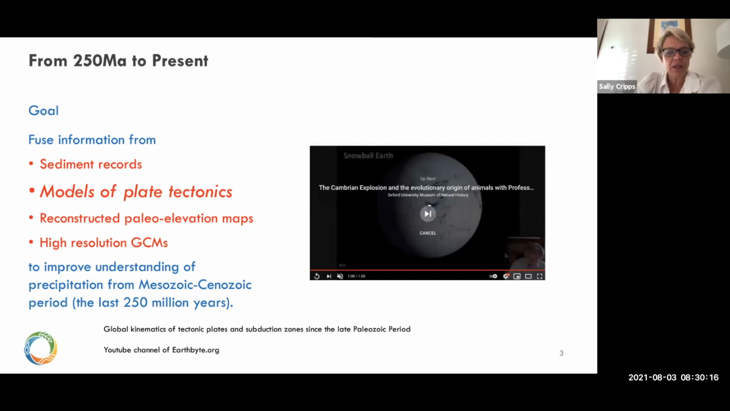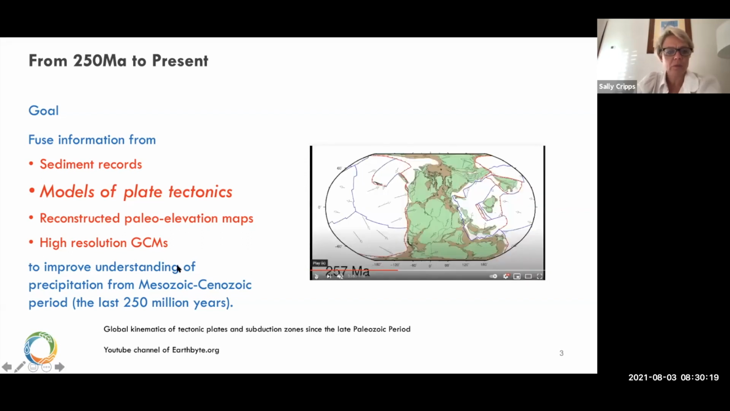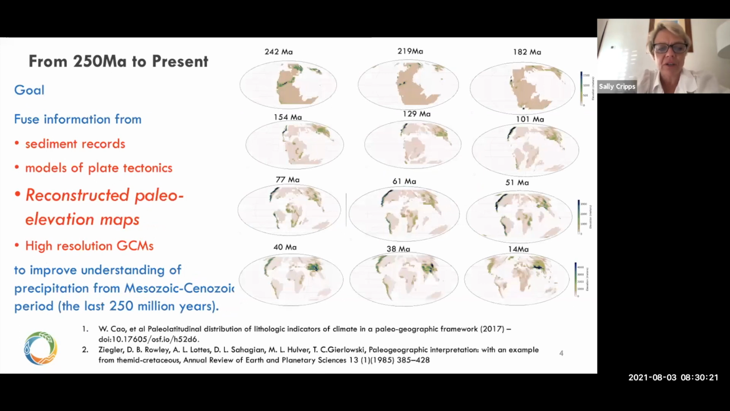So the third piece of information is reconstructed paleo elevation maps. In addition to the distance to the nearest coast and the orientation of a particular location, clearly the height of a location is related to precipitation. And we have, and I've referenced here, information regarding the elevation of the continental masses going back for 250 million years.